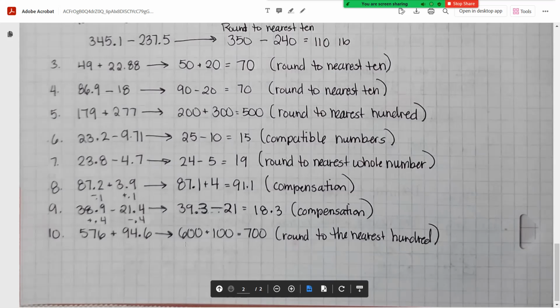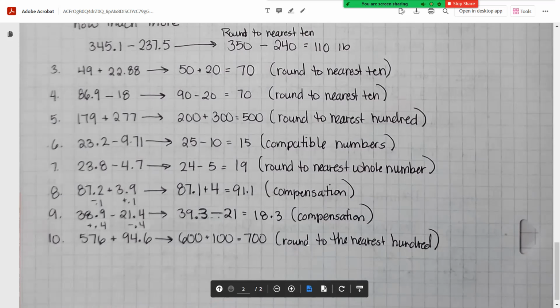And then for my last question, I'm going to round to my nearest hundreds place. 576 plus 94 and 6/10. 576 will round up to 600. 94 and 6/10 is close to 100. 600 plus 100 equals 700.